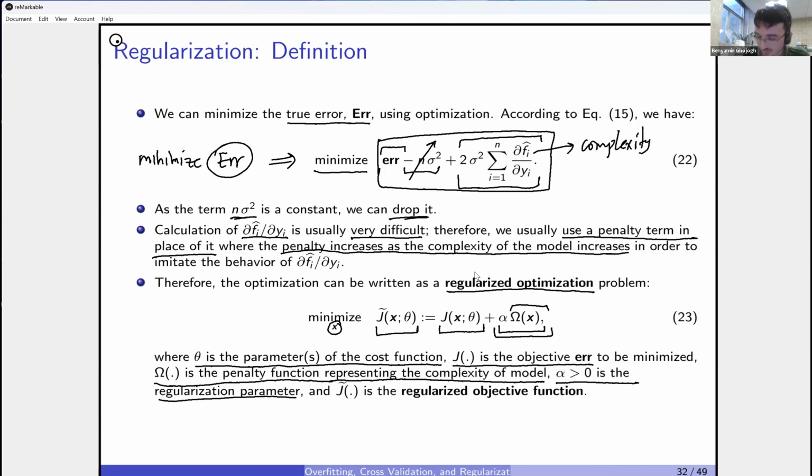The whole thing, alpha omega of x, is called the regularization term, or penalty. The whole thing, J tilde, is called the regularized objective function. So J is the objective function or cost, but after adding this regularization term or penalty, the whole thing becomes the regularized objective function or regularized cost function. Okay.